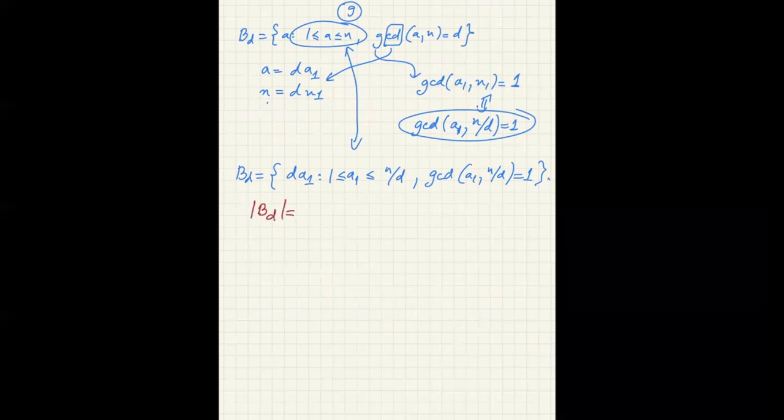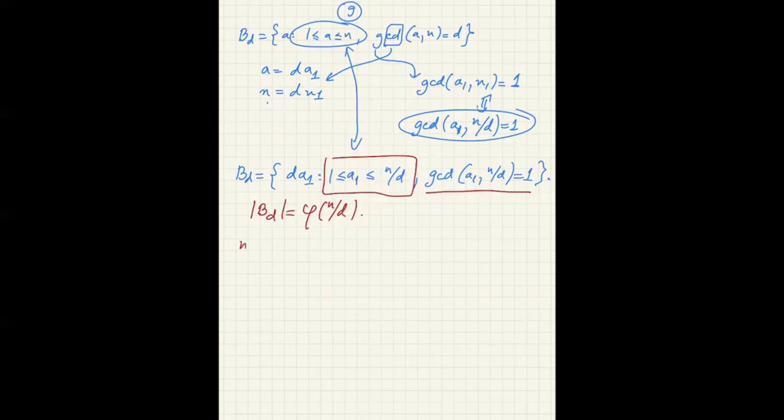This is the same thing as the cardinality of all A1s. Here it's D times A1s, but when we calculate the number of elements, the D won't matter. So the cardinality of BD is going to be the cardinality of all A1s that are between 1 and N over D, such that the GCD between A and N over D is 1. So that's the same thing as phi of N over D. So you have to be a bit careful. The cardinality of BD is not phi of D. It's phi of N over D.